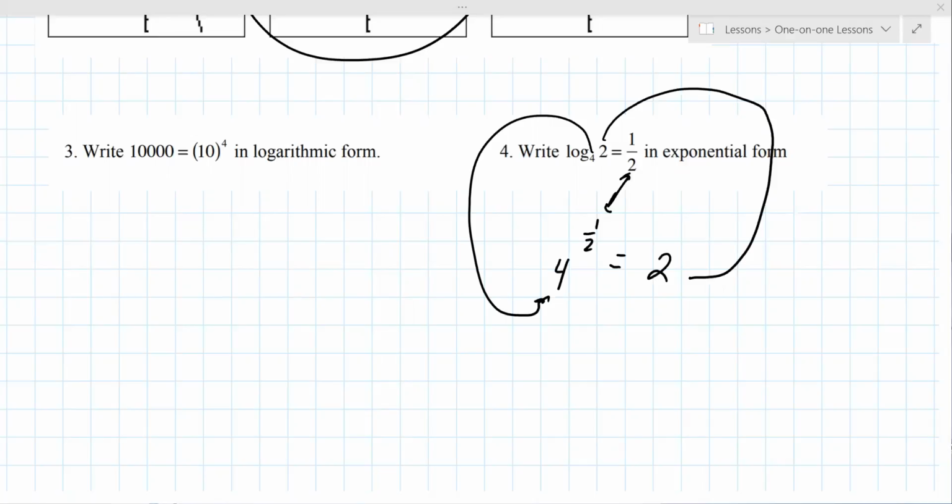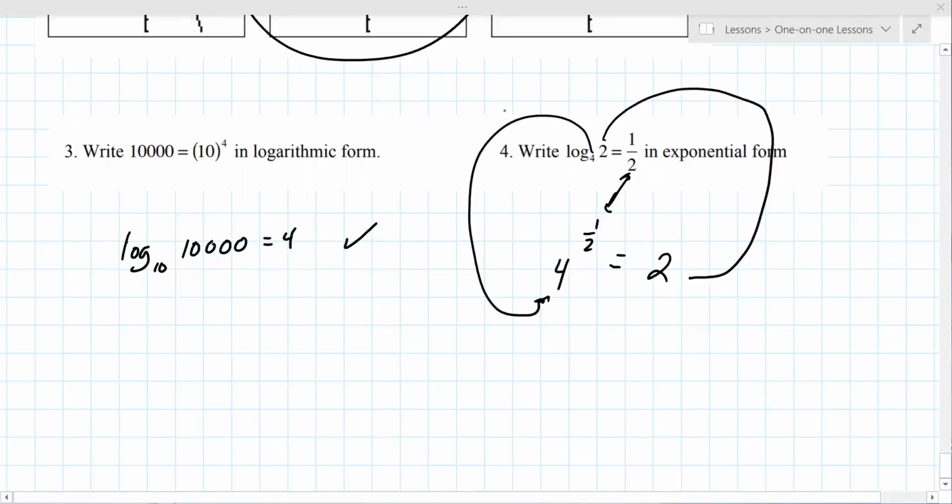All right, so did you come up with something like log base 10 of 10,000 equals 4? Yeah, that's what I got. Great. I would expect you'll see something like that on there, but of course, I never know.